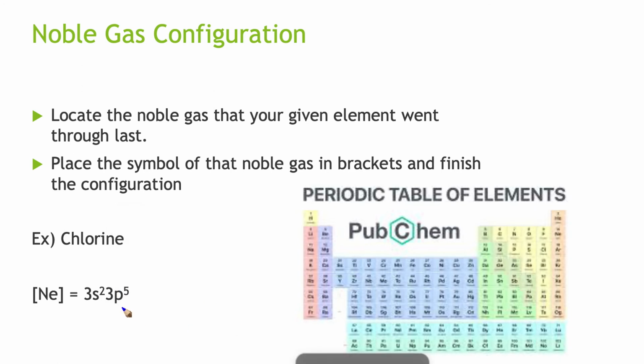I'll talk about this with the example. Then we're going to place the symbol of that noble gas in brackets and finish off the configuration. So when we look at chlorine here, what noble gas did chlorine go through last? That would be neon. So bracket Ne bracket equals, then we're going to finish off our configuration. This bracket Ne bracket takes the place of 1s2, 2s2, 2p6. So we have bracket Ne bracket equals 3s2, 3p5.